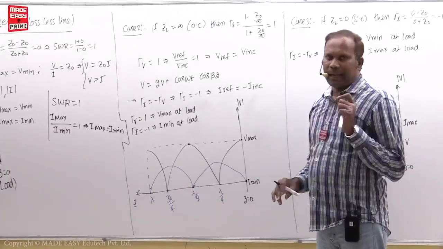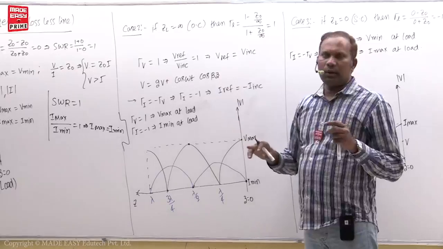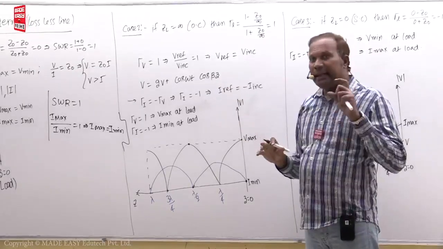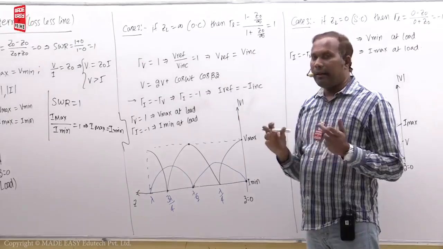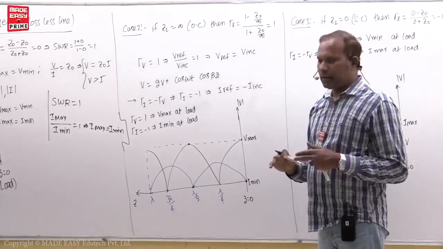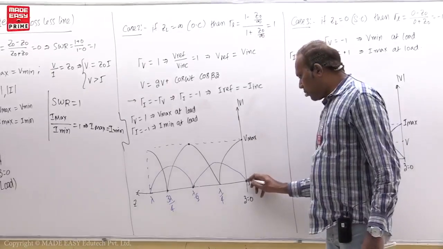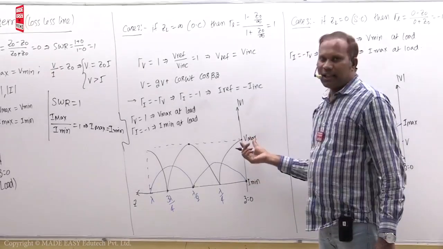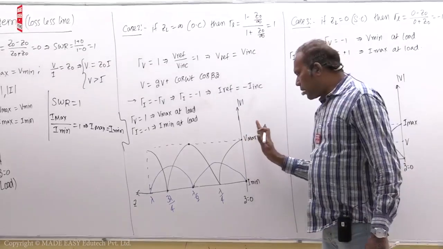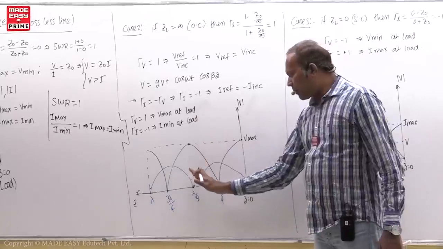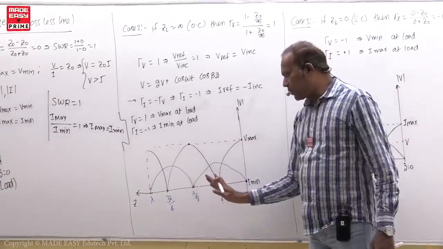You know that in network theory, if load is open circuit, then current is 0 there because it is open circuit, and definitely voltage is maximum. That is what this discussion is. Current is 0, minimum current is there at load, and voltage is maximum. This much is required. And voltage repeats for lambda by 2 distance, and current minimum here, again that also repeats for lambda by 2 distance.